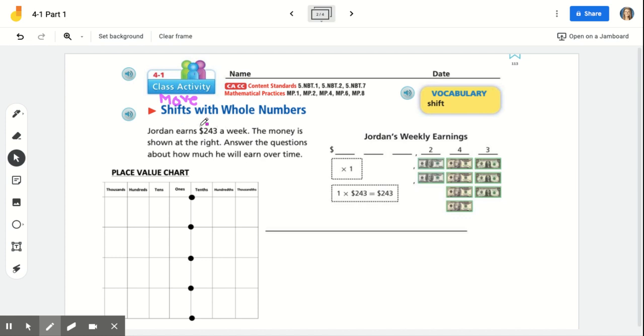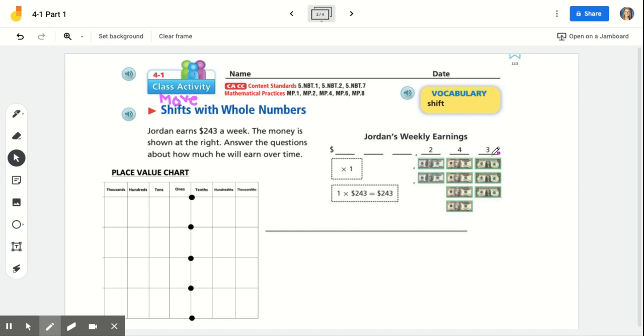So go ahead and read along with me. It says Jordan earns $243 a week. The money is shown on the right. Answer the questions about how much he will earn over time. So in 1 week, we have Jordan. Notice that they put each of the digits in the correct place values. The 2 is in the hundreds, the 4 is in the tens, and the 3 is in the ones place value.